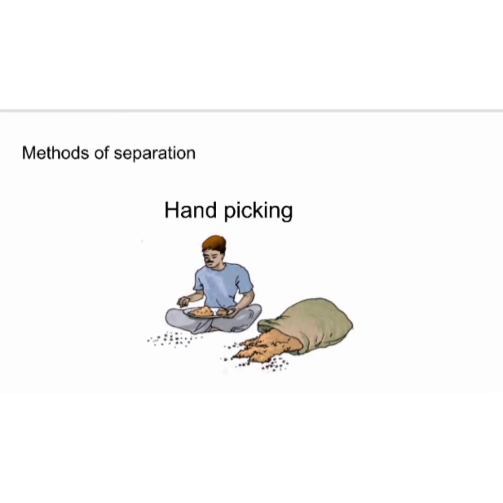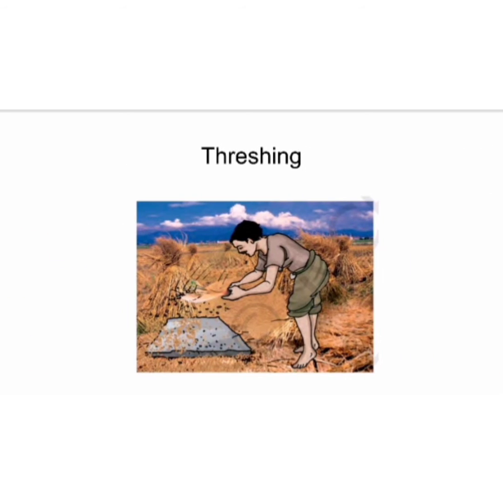The next method is threshing. You must have seen bundles of wheat or paddy stalks lying in fields after harvesting the crops. The stalks are dried in the sun before the grain is separated from them, right? Each stalk has many grain seeds attached to it. The process that is used to separate the grain seeds from the stalks is called threshing.